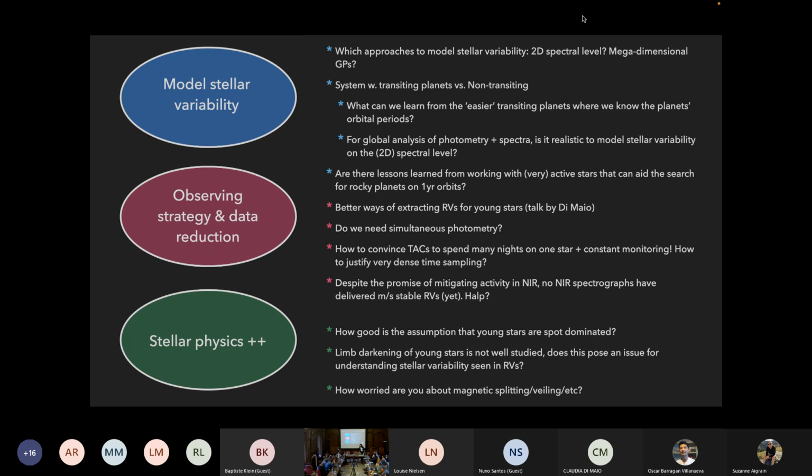Yeah, I think it's a nice question to start with. I have it here as other lessons that we can learn from working with very active stars and finding rocky planets in 1-year orbits.